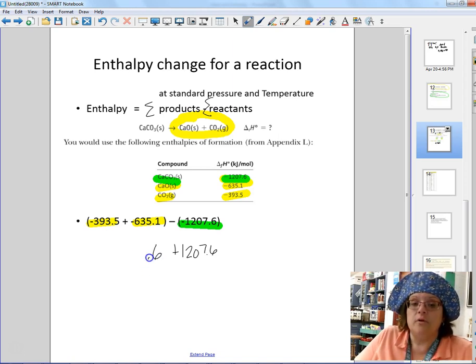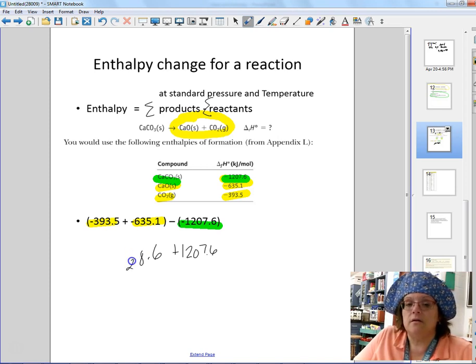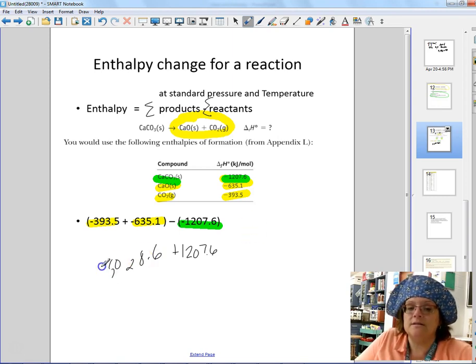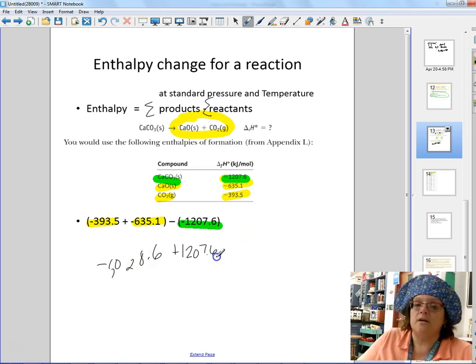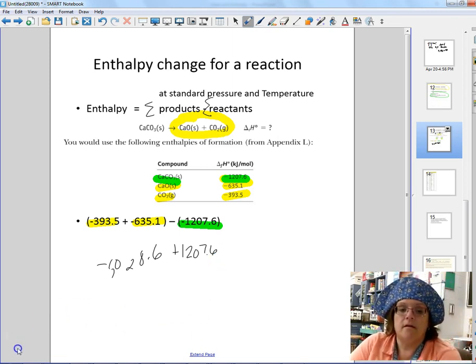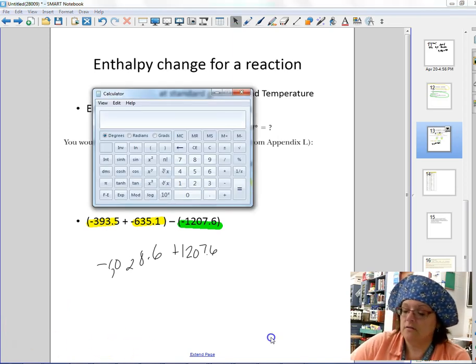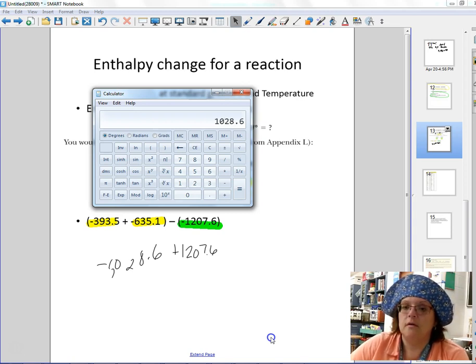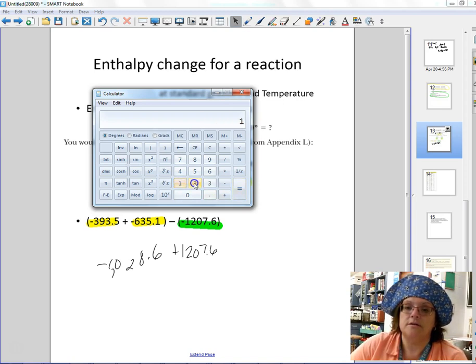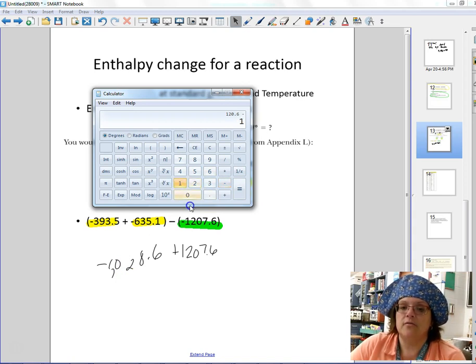635.1, and we'll get 1028.6, and that's a negative, plus 1207.6. Make sure I did that right. 393.5 plus 635.1. Look at that, I did. I'm going to start here just so that I don't have a problem with negatives and positives. 1207.6, and I'm going to subtract that from it.